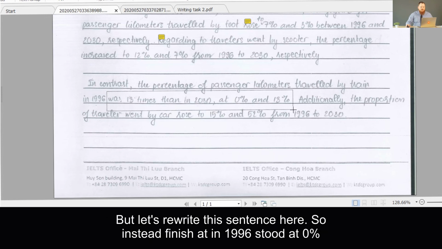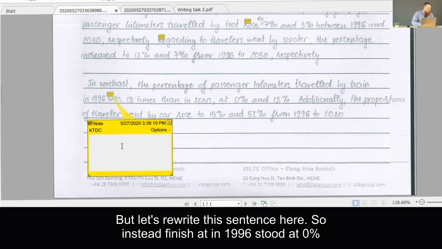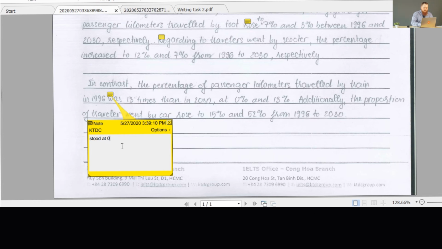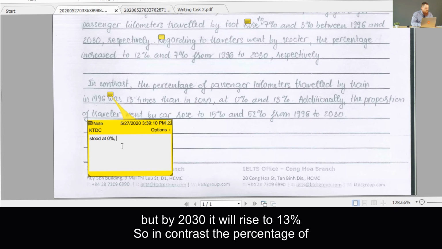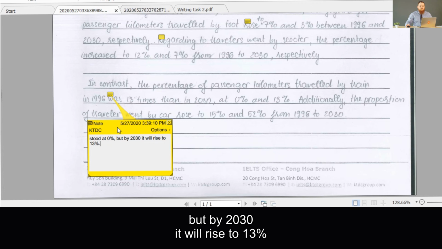But let's rewrite this sentence here. So instead, "in 1996 stood at 0%, but by 2030 it will rise to 13%." So in contrast, the percentage of passenger kilometers traveled by train in 1996 stood at 0%, but by 2030 it will rise to 13%.